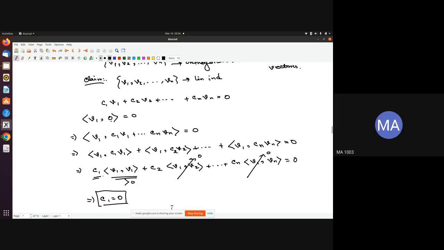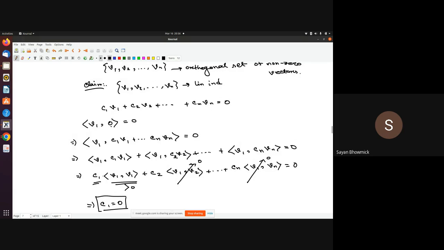Now we can show the same thing for V2, V3, right? Exactly. Same property. There is nothing special with V1, I could do that for any Vi: V2, V3, Vn. And in each step, we will get every Ci is 0. Exactly, so that is the idea. Clear? Yes, sir.